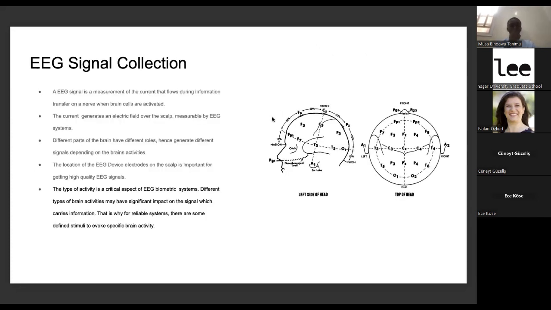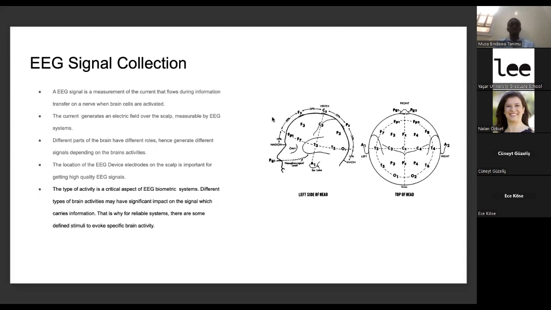So, the collection of EEG signals. The EEG signal is measured from the current that flows during the transfer of information on the nerves that are activated in brain cells. The current generates an electric field over the scalp, which is measured by the EEG. It also generates a magnetic field, which is recorded by the EMG, but that is not very important for us. For us, it can be considered as noise.